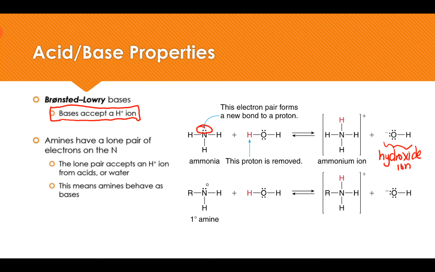So our primary amines do something similar. They have a lone pair that's going to attract this hydrogen off of water and give these electrons back to the oxygen. So we have our hydroxide ion formed, and then we have our ammonium cation.